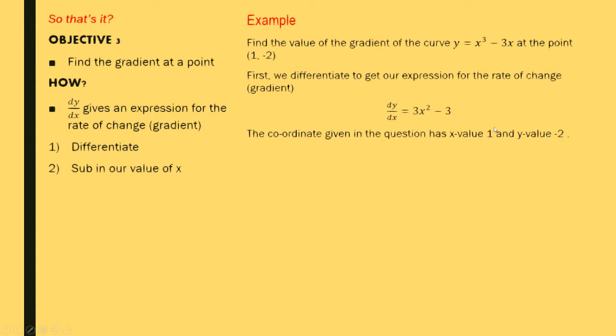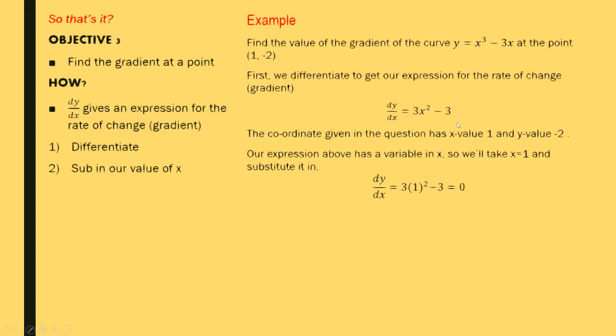The coordinate given in the question is x value 1 and y value minus 2. Our expression has a variable in x here just, so we'll substitute in the value of 1 into the gradient expression. So the value of the gradient will be 3 times 1 squared minus 3, which gives me nothing. Our gradient at the point x equal to 1 is 0.